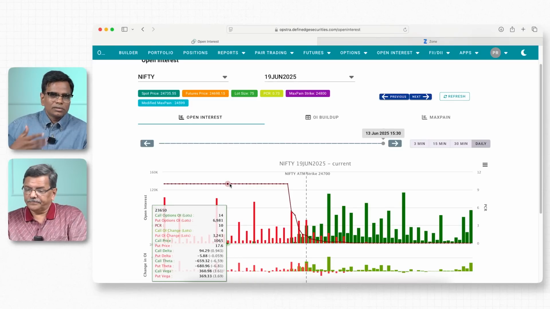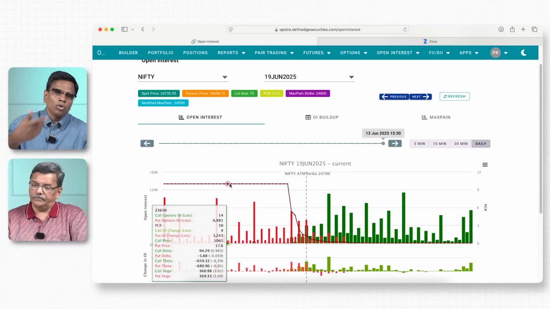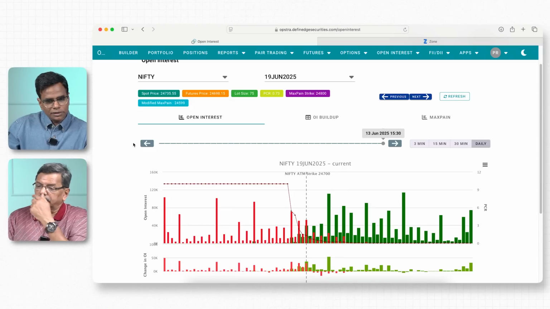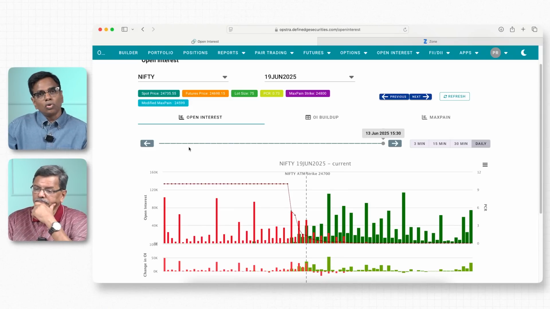At the same time, 25,000 is a very big resistance as per this. Yeah. So that is a very basic interpretation, and we have other open interest tools which have much more information, and we are going to talk about them later. Another thing about this open interest chart is that you can go back in time, like what the open interest was yesterday, or a week ago, for this particular expiry and this particular ticker.